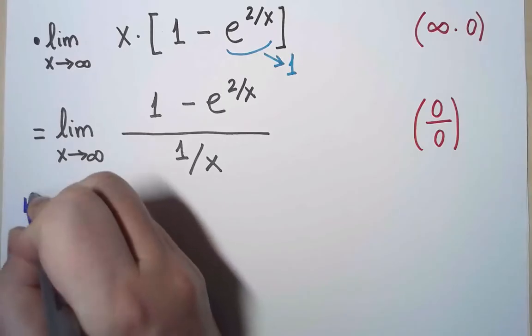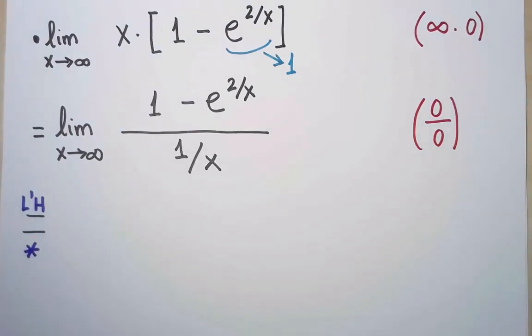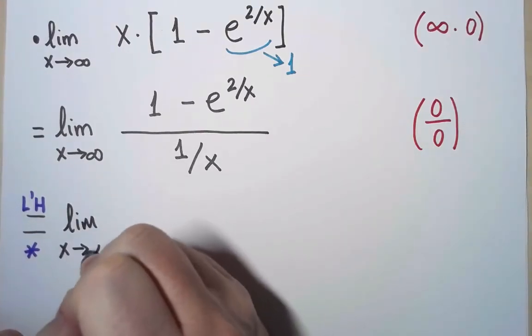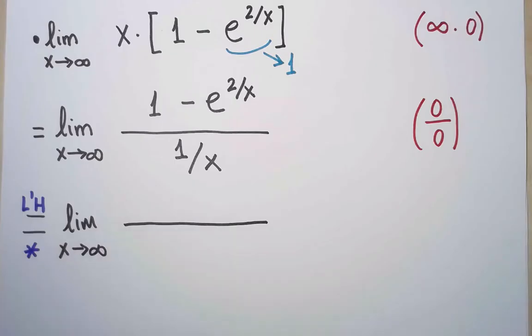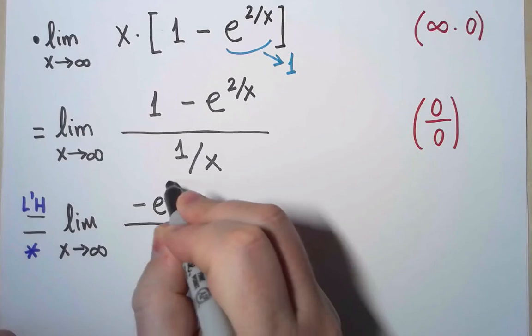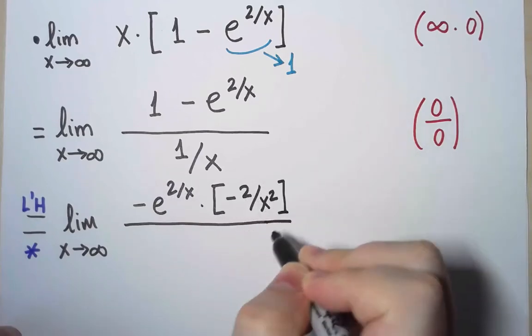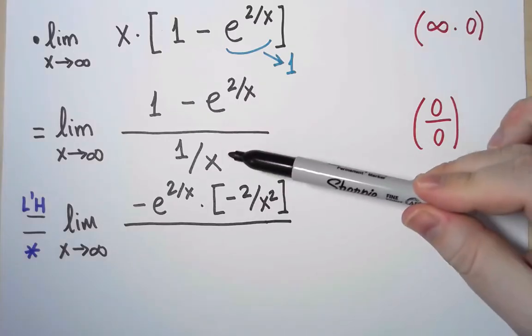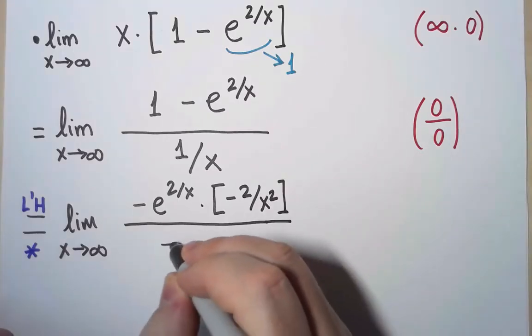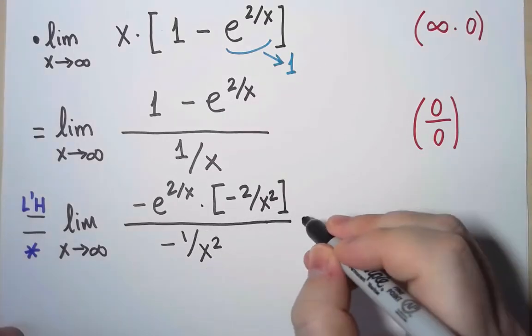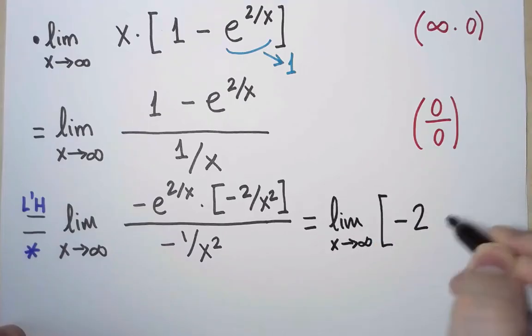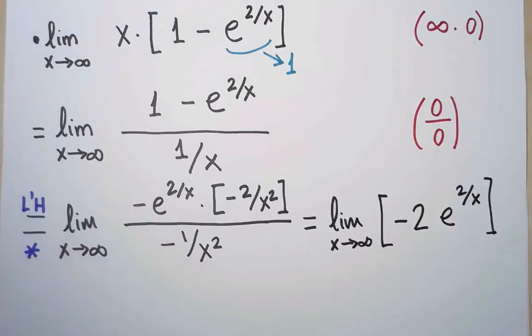Okay, let's go ahead and use L'Hopital's rule. I get the limit as x approaches infinity of, in the numerator, I take the derivative, which is minus e to the 2 over x times, chain rule, minus 2 over x squared. And in the denominator, I will simply get minus 1 over x squared. And conveniently, I can simplify this a little bit. And there, this limit is now easy to compute.